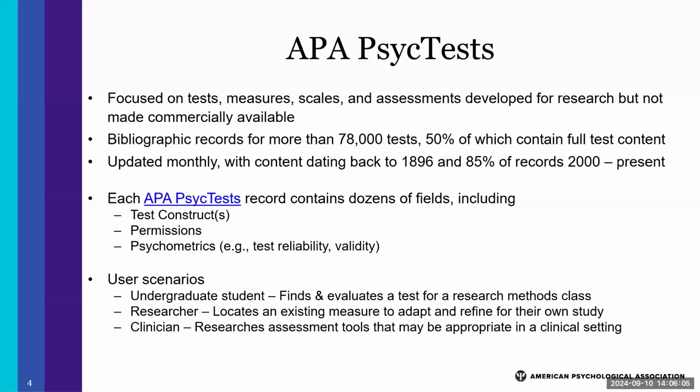Most of them are not commercially available. Most of them are not very famous, right? We have 78,000 tests. Some of them have been used in research maybe once, maybe twice, but they might be very relevant for the current set of researchers if you're on a similar topic. Sort of avoid reinventing the wheel or starting from scratch. See what tests already exist in the research literature.